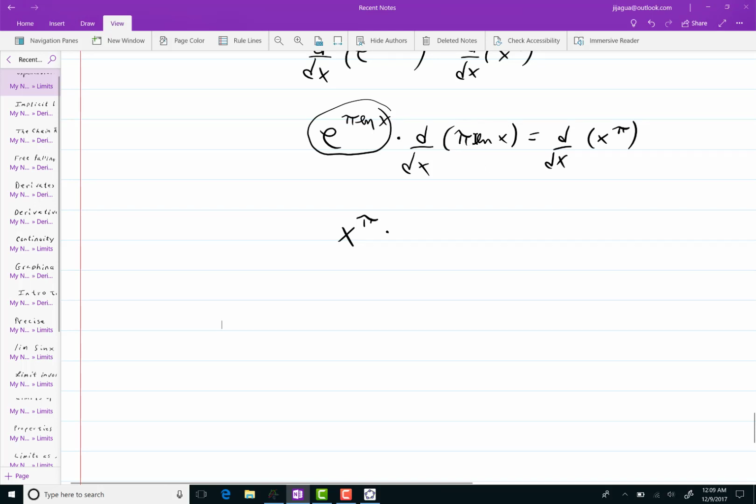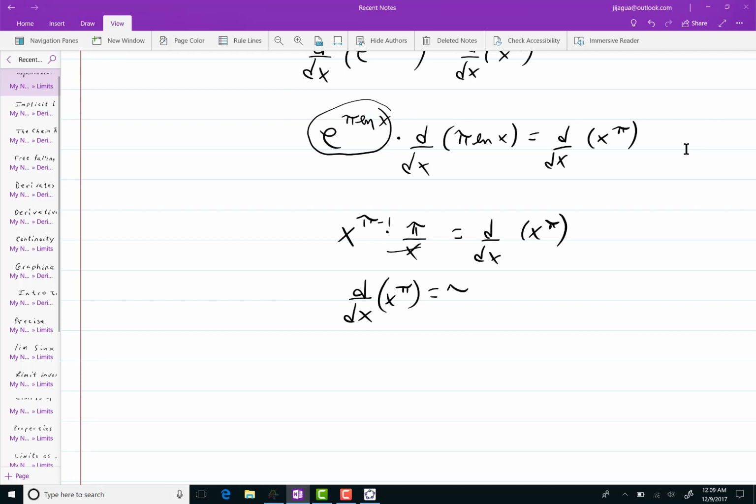Now I'm going to replace e to the pi ln of x with just x to the pi. d over dx of pi ln of x is just pi over x because pi is a number and ln of x has a derivative that is 1 over x. So here is my formula for the derivative of x to the pi. Now I can simplify by canceling out an x with the exponent to make that x to the pi minus 1 times pi. So here's my formula. d over dx of x to the pi equals pi x to the pi minus 1.